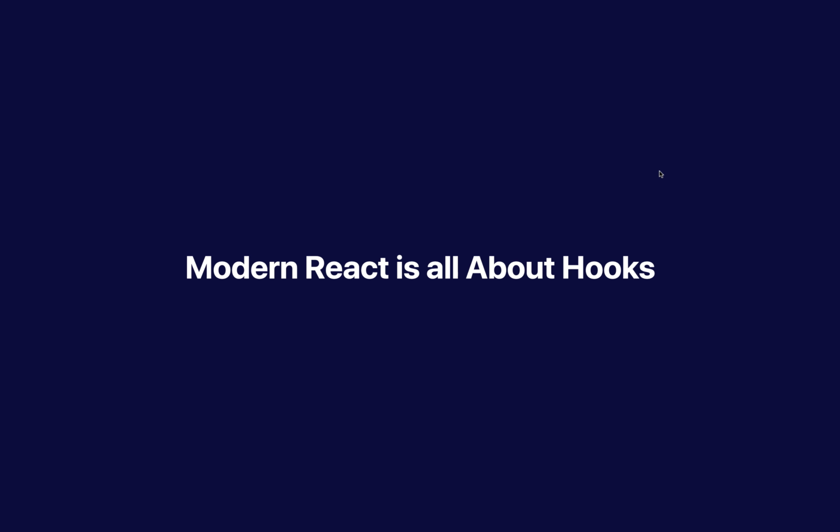Welcome to Modern React, which is all about hooks. So let's just quickly talk about the different hooks that exist in a nutshell. We'll start off with the most basic, of course, which is useState. You can use that to store local values that are maintained between renders.